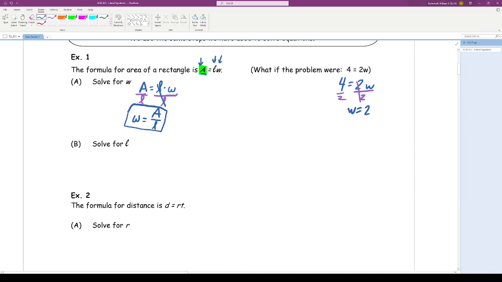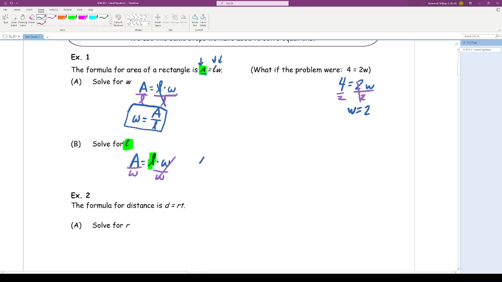So this is what we would call solving for W, and as you can see, it's just rearranging so that W's on this side. We could do the same exact thing for L, so we could say A equals L times W. If we want L by itself, so I like to highlight these, we want L by itself, we need to get rid of everything else that's on that side. Since we have L times W, our opposite operation would be divide by W to cancel.